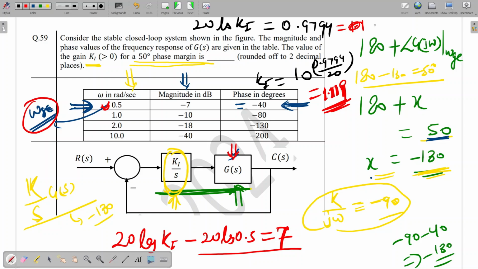So the final answer is 1.119. This is a 2 marks question from a previous year.